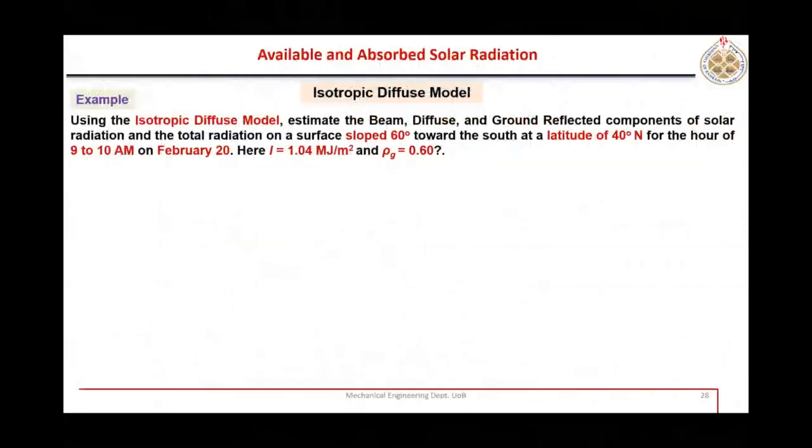Okay, so this is the numerical which we started last time. So using the isotropic diffuse model, the one which we just studied, estimate the beam, diffuse and ground reflected components of solar radiation. Okay, so we need to find out the beam component, diffuse component, and the part which is getting reflected from the ground of this solar radiation, and the total. Total means sum of all these on a surface which is tilted at 60 degree.